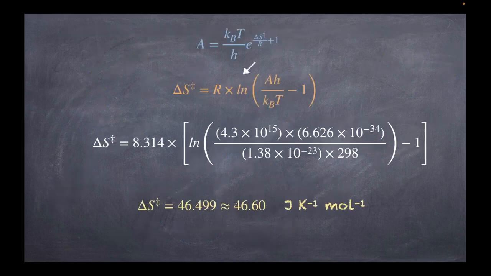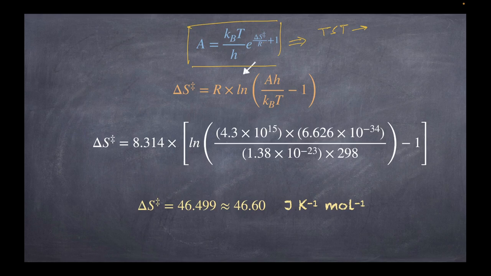Combinedly, the expression of A is kBT divided by h times e to the power of delta S double dagger divided by R plus 1. By looking at this expression, using the TST expression, that means the transition state theory approximation, what was the approximation?